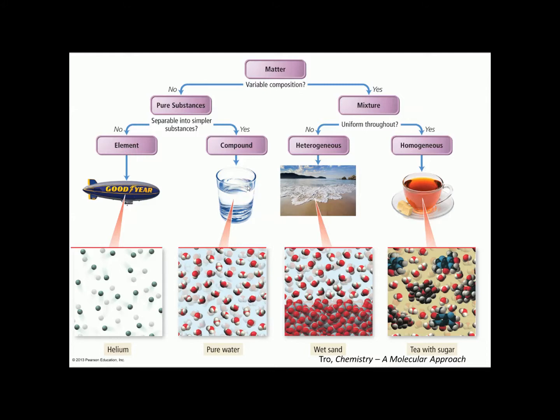Here is a summary of all the different types of matter that we've discussed before. So we can divide it into pure substances and mixtures based on whether you can have variable composition. It tells you whether there's only one type of atom or molecule or multiple types of atoms or molecules. And here are the four types of matter, and you can see molecular level drawings here.